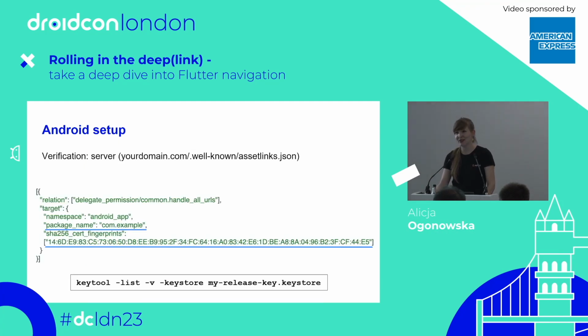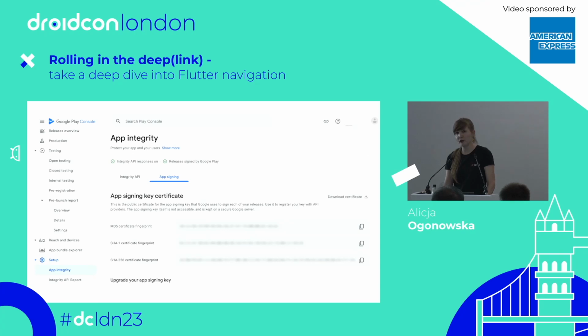Then when it comes to server verification, you need to host a special file named assetlinks.json, and it needs to be publicly available on your domain in the well-known folder. And this file basically looks like this. All you need to change is the package name and use your signed app's fingerprint. So you can either generate it using the command line keytool, or if you are signing your app with Google Play Store, then you can find it in the console, in the app integrity section.